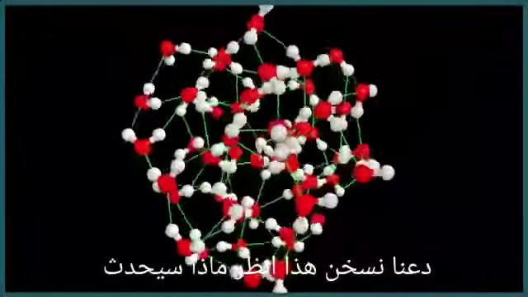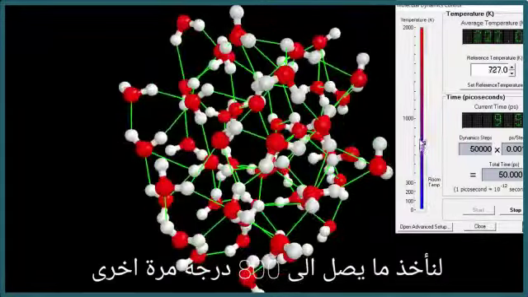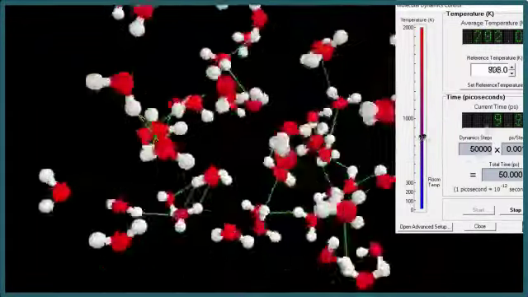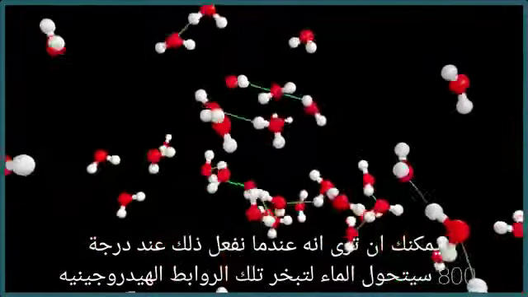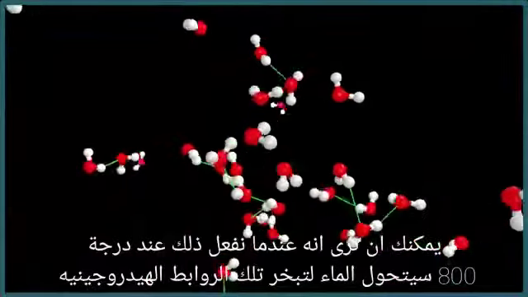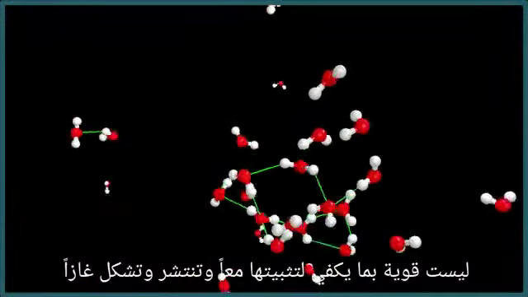Let's heat this up, see what happens. Let's take it up to that 800 degrees again. There we go. And you can see that when we do that, at 800 degrees, water is going to turn to steam. Those hydrogen bonds just aren't strong enough to hold it together, and it spreads out and forms a gas.